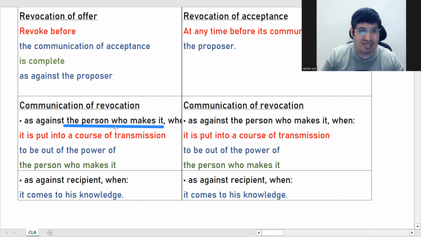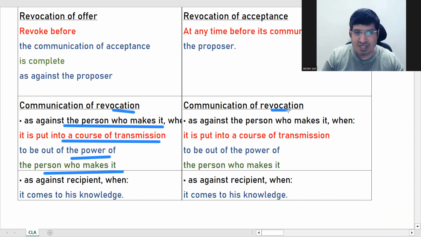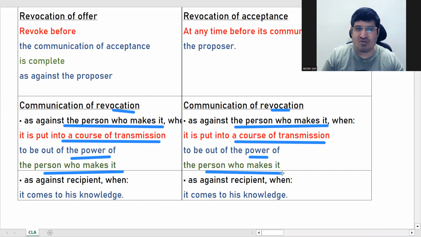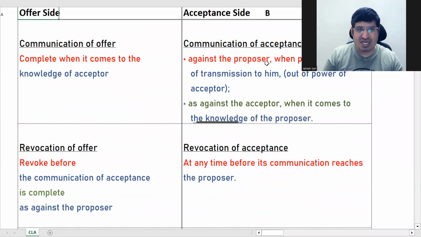So as against the person who makes it, when it is put in a course of transmission to be out of power of the person who makes it. Here, revocation of offer and revocation of acceptance are both the same, a single set of points. So basically, what we are saying is communication of revocation.